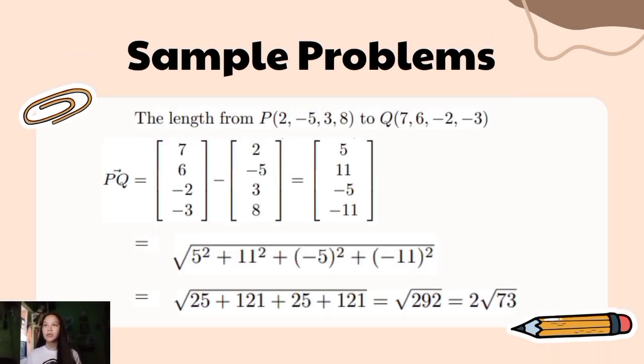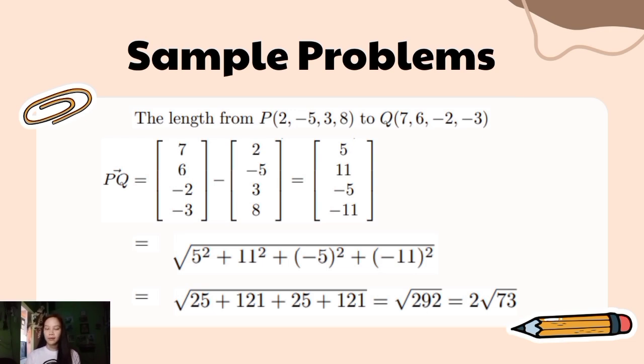Let's have another problem. We are going to find the length from P = (-5, 3, 8) to Q = (7, 6, -2, -3). Just like the first example, our clue word is "from," so we are going to use subtraction. We have to subtract P from Q. Here, we have (7, 6, -2, -3) minus (2, -5, 3, 8). 7 minus 2 is 5. 6 minus -5 is 11. -2 minus 3 is -5. -3 minus 8 is -11.